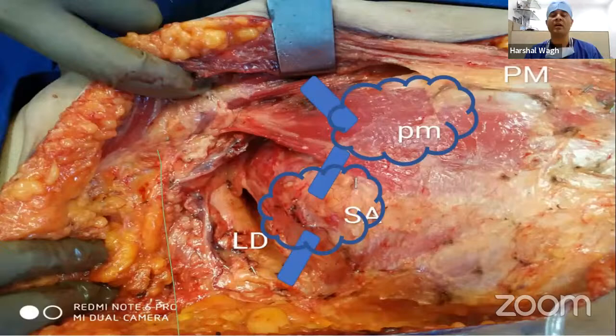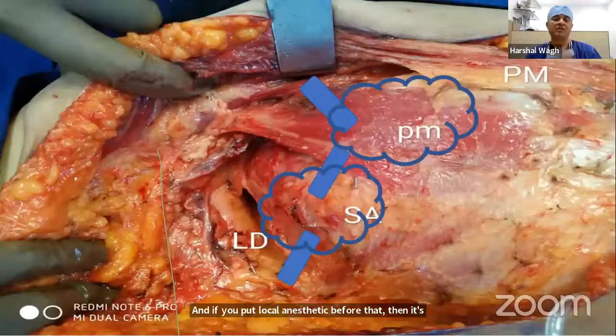In the original description, or many descriptions as such, you will find that the definition of the serratus plane block says putting local anesthetic between the serratus anterior and the LD. They say to go between those planes, find the thoracodorsal artery and put local anesthetic between them. And if you put local anesthetic before that, then it's called a serratus interfascial plane block.